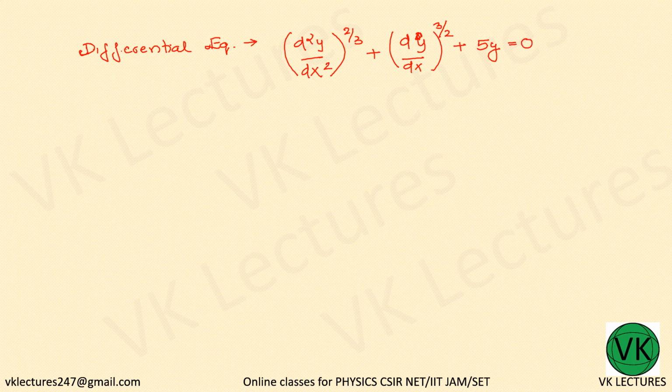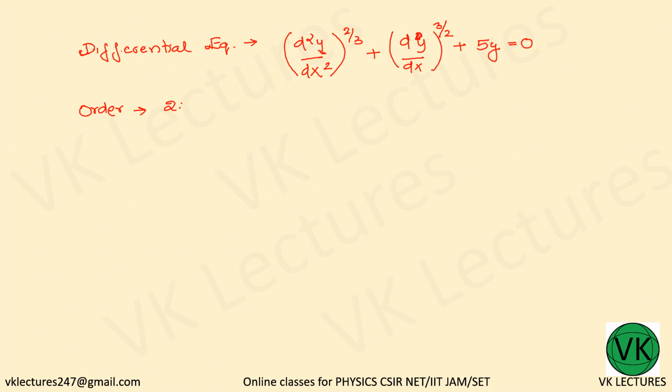Now here, what do you mean by the order of this differential equation? Order is defined as how many times the y is being differentiated. The maximum number of times y is being differentiated here is twice. So 2 is the order. So the order of this differential equation is 2.